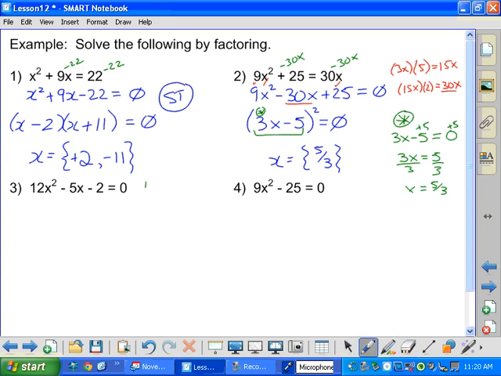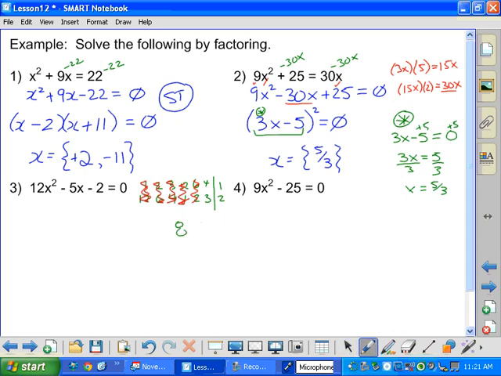So off to the side, 1 and 12, 2 and 6, 3 and 4. That's it. So I get 12 and 1, 6 and 2, 4 and 3. Factors of 2 are 1 and 2. So let's see if we can find something that will give us a 5. So 2 and 12, that won't work. 4 and 6, that won't work. 6 and 4, that won't work. 24 and 1, that's not going to work. 12 and 2, that's not going to work. 8 and 3, that'll work.